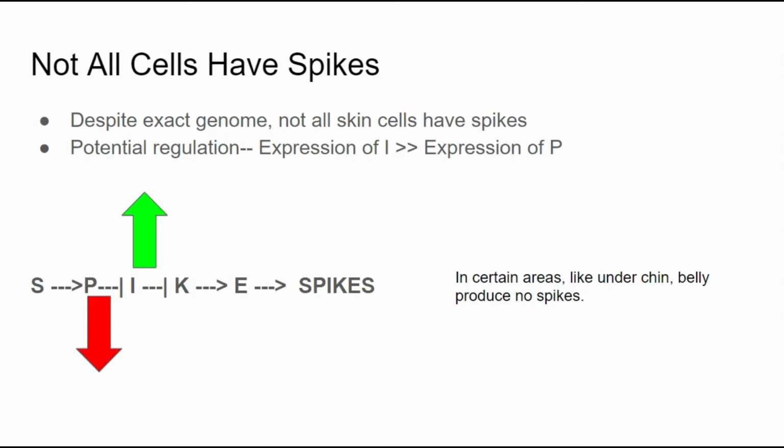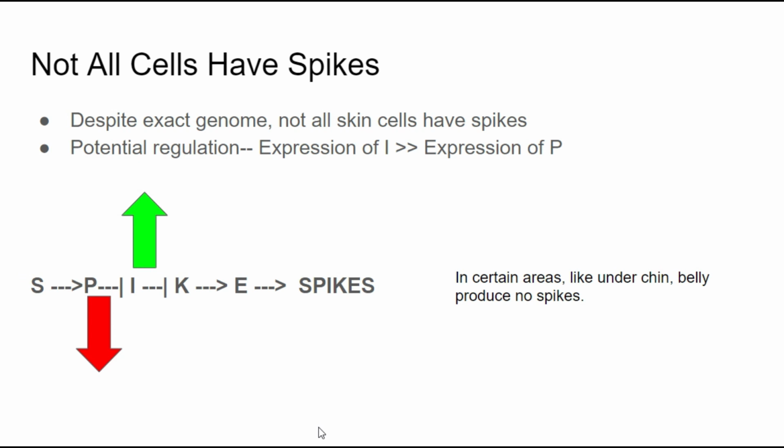I want to hypothesize and explain a type of regulation that could explain why not all cells in the skin have spikes, even though they have the exact same genome sequences. An example of this occurring could be due to the I gene being expressed in greater quantity than the P gene. This would overcompensate for the P and dominate, thus inhibiting spike production.